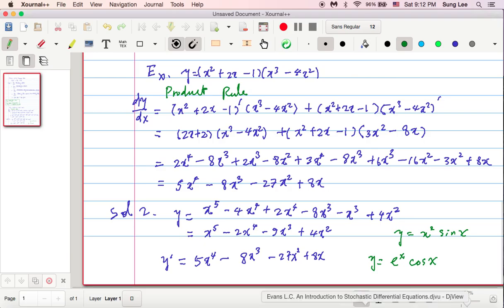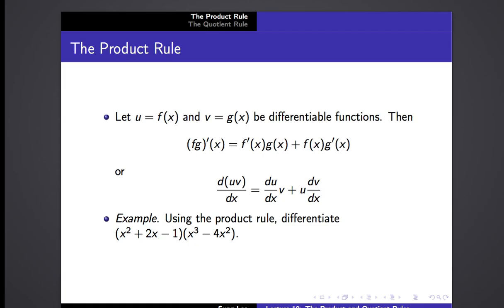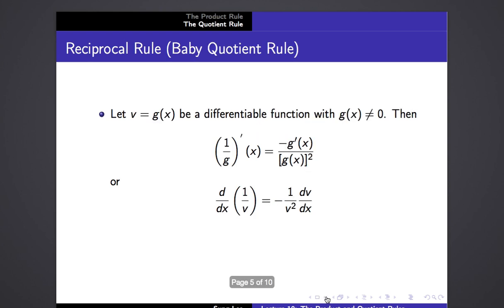Okay, so let me go back to my lecture slide. Okay, so next thing we want to study is something called the reciprocal rule, or it is also called the baby quotient rule. Actually, reciprocal rule is the official name, and baby quotient rule is something I coined, all right? But I actually like it. Anyway, so what does it say? Let v equal g of x, right? So v equal to g of x be a differentiable function with g of x not equal to 0. Okay, g of x not equal to 0.